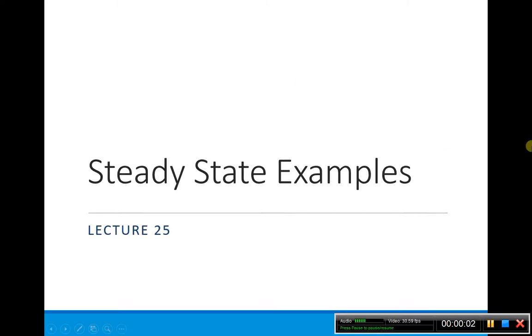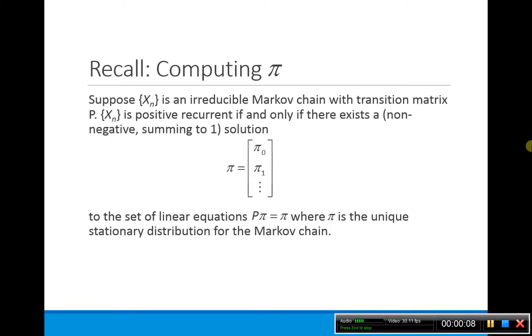Okay, this is lecture 25. We're going to talk about some steady state examples, so calculating steady state for a couple of different examples. Remember how we computed the steady state pi. If we had an irreducible Markov chain, then there was a unique stationary distribution pi such that P pi equals pi, and we called pi the steady state distribution.